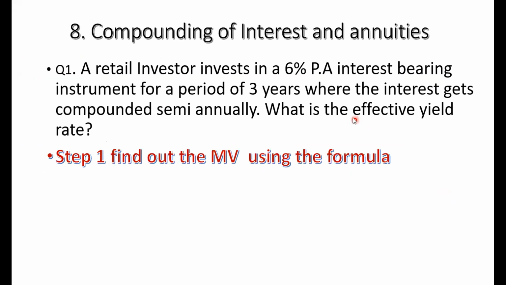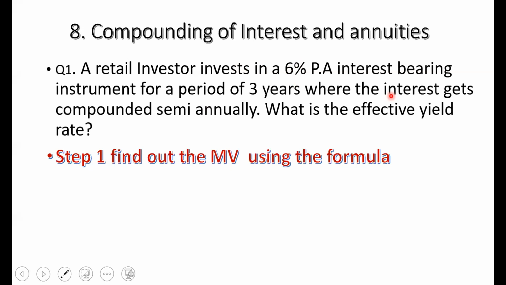Okay, now the 8th one: compounding of interest and annuity. This question they will ask. A retail investor invests in a 6.5% interest-bearing instrument for a period of 3 years, where the interest gets compounded semi-annually. What is the effective yield rate? He is investing in a bank like a cumulative deposit. A depositor invests in cumulative deposits for a period of 3 years, and the interest is compounded semi-annually. What is the formula?